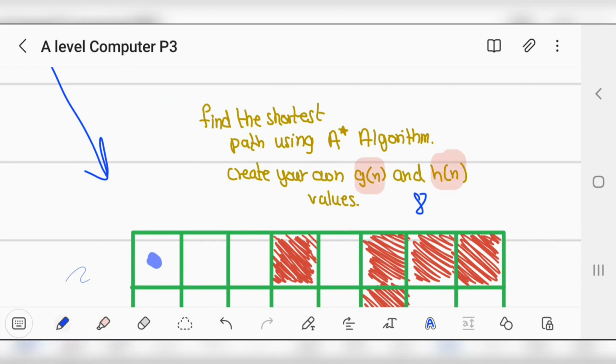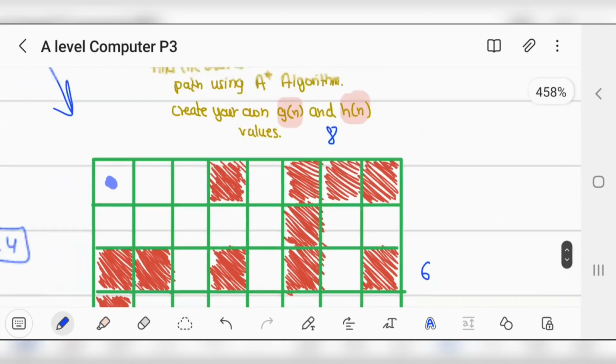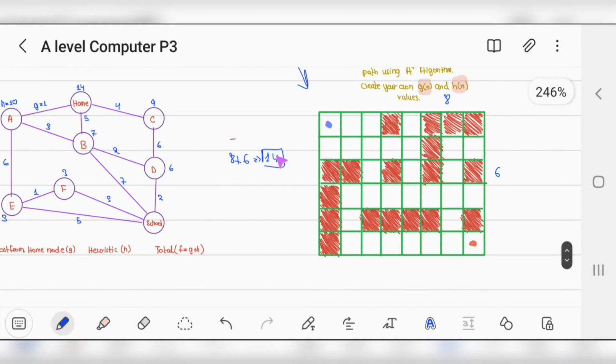How to create our own Gn and Hn? Calculating Hn is pretty easy, because you only need to find the distance between the starting position and the finishing position. So right here 1 2 3 4 5 6 7 8 boxes, and then 1 2 3 4 5 6. 8 plus 6 is 14 units. That is the distance from this to this.